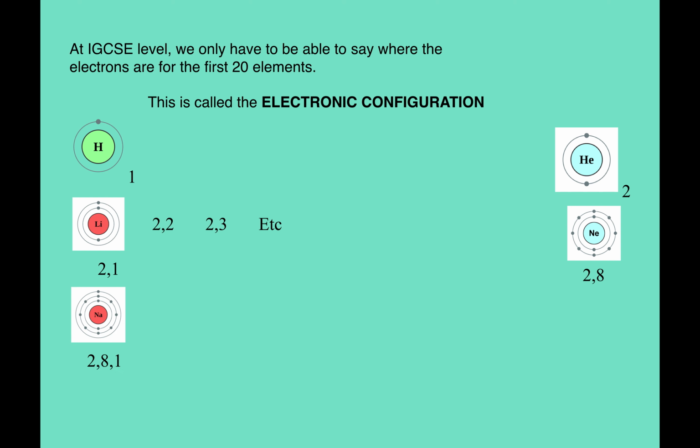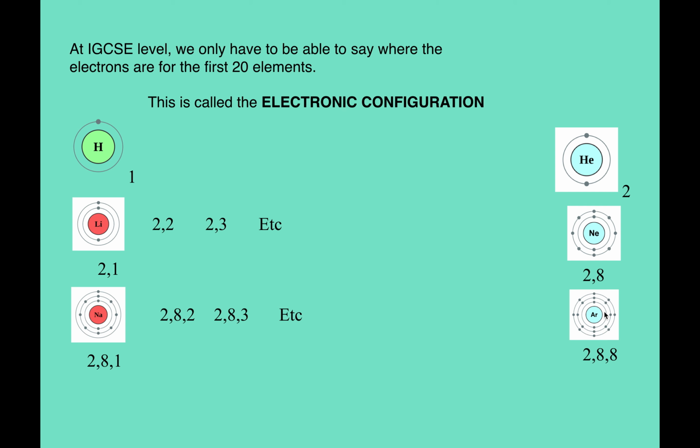Then we jump to the next shell. Sodium has got 2 electrons in the first shell, 8 electrons in the second shell, which is now full, and then 1 electron in the third shell. So its electronic configuration is 2, 8, 1. Magnesium's next to it, and it would be 2, 8, 2, then 2, 8, 3, etc. Until the end of that period, you've got argon, which has got 2 electrons in the first shell, 8 in the second, and then 8 in the third.